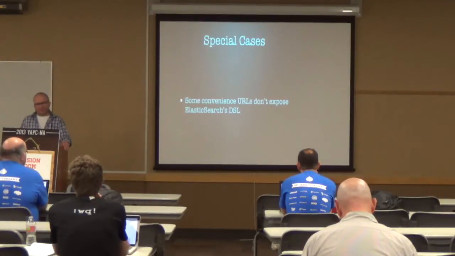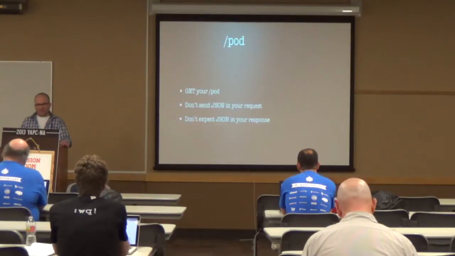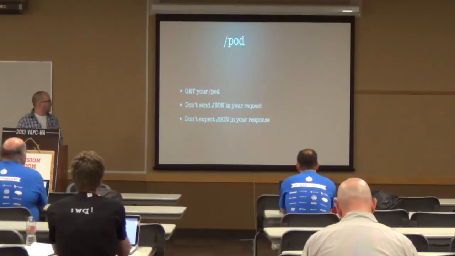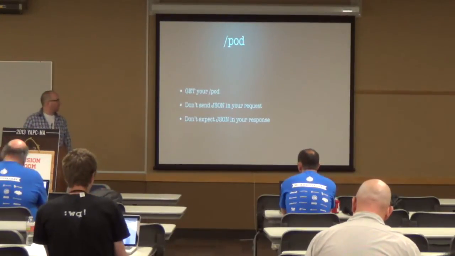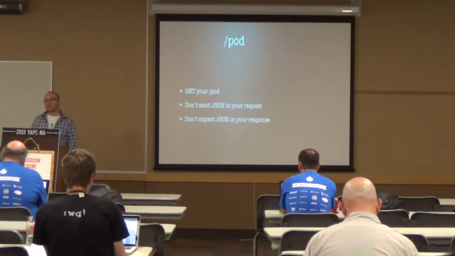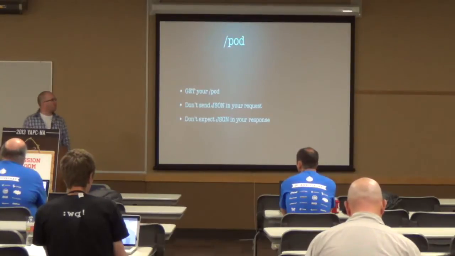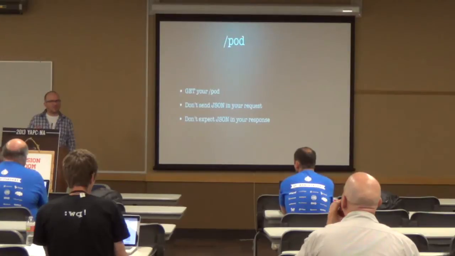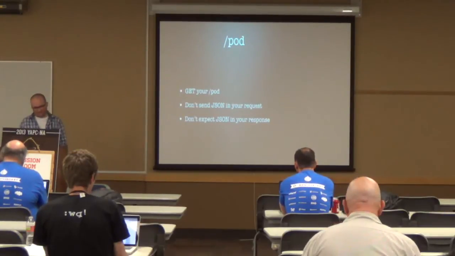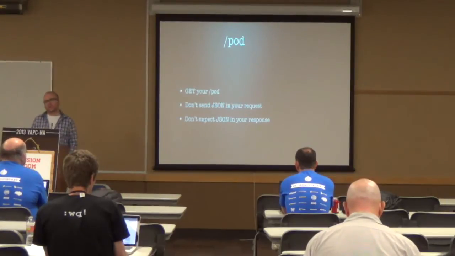Now, some of these convenience URLs don't expose Elasticsearch's DSL because they don't have to. So, for example, for the pod, just because it is a special case, you can just get it. You don't need to do any kind of complex JSON request or anything like that. And also don't expect JSON in return. We're actually just going to give you the raw document. I think initially we did wrap the pod in JSON, but it's essentially pointless because you just have to decode the data and then extract the field that you want. So this is just one of those things where we want to make things easy for you.